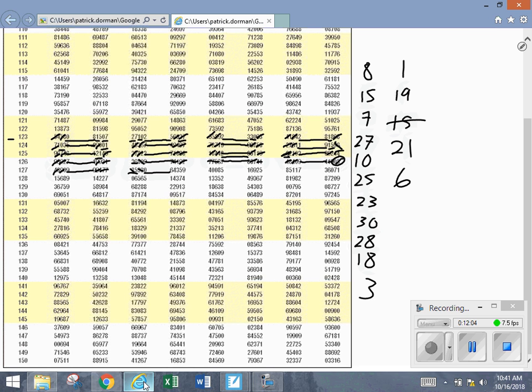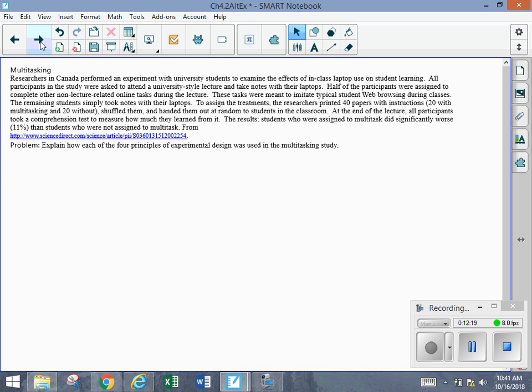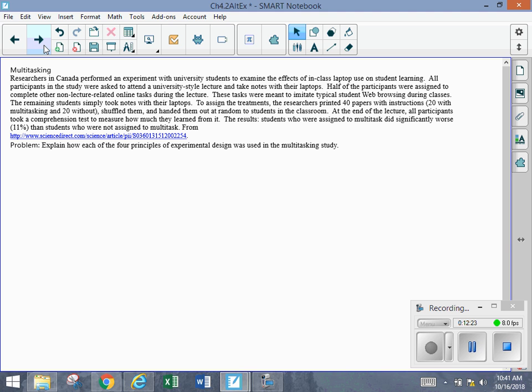I don't know if I've ever gone through that many lines of table D with so few numbers. That was a lot. Alright. Wow. Okay. Okay, there we go. Done. I feel like I just skipped a slide, but I didn't. Okay.